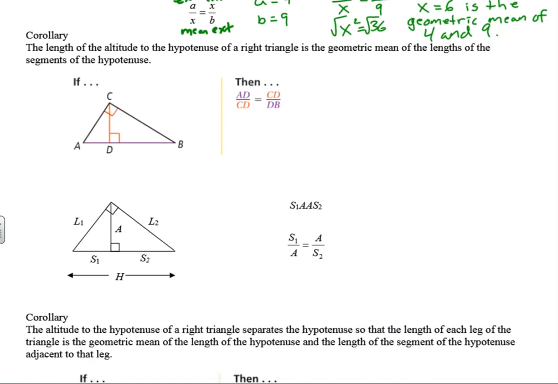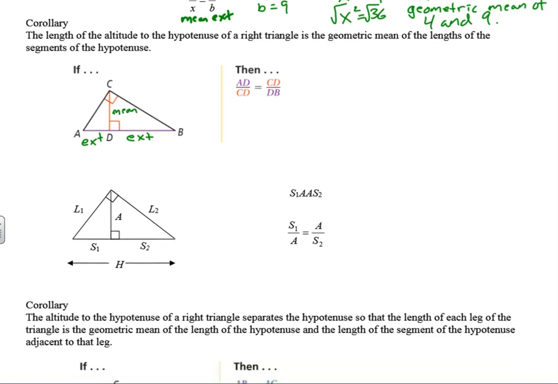So the first one, a corollary here, is what we call SAS, and it says the length of an altitude to the hypotenuse of a right triangle is the geometric mean of the lengths of the segments of the hypotenuse. As you look at this diagram, you see that AD is the extreme, DB is the extreme, and CD is the mean. So CD is the geometric mean of those two lengths.